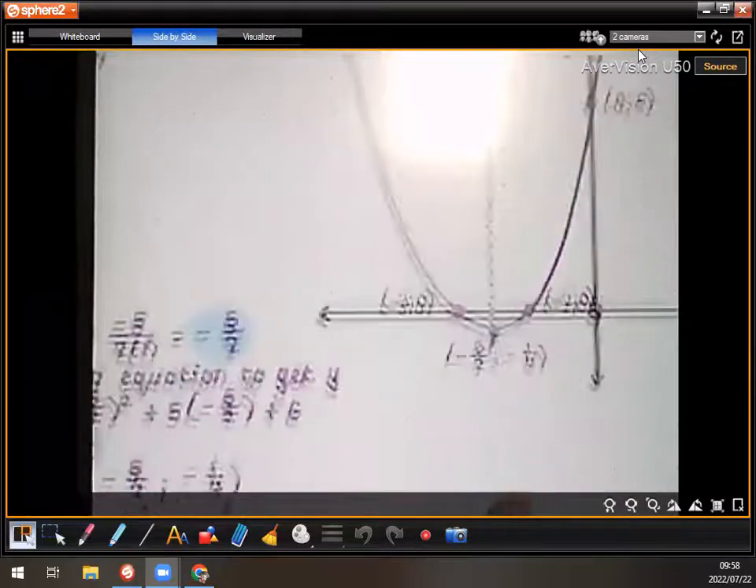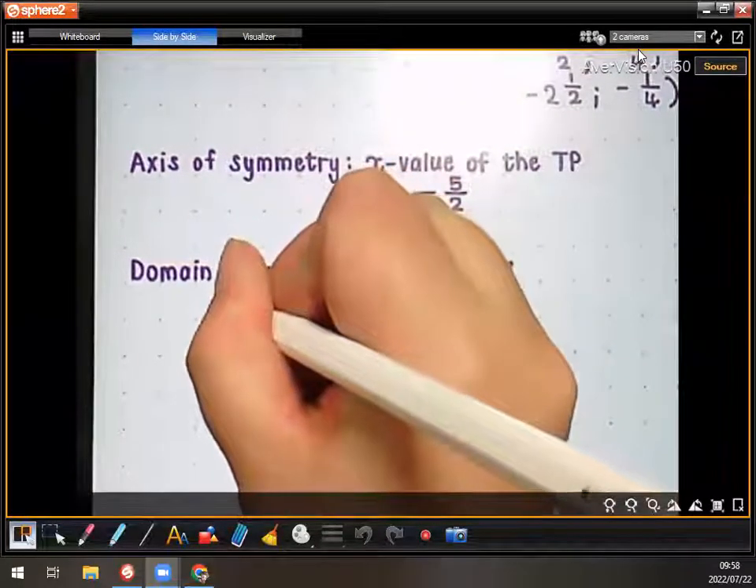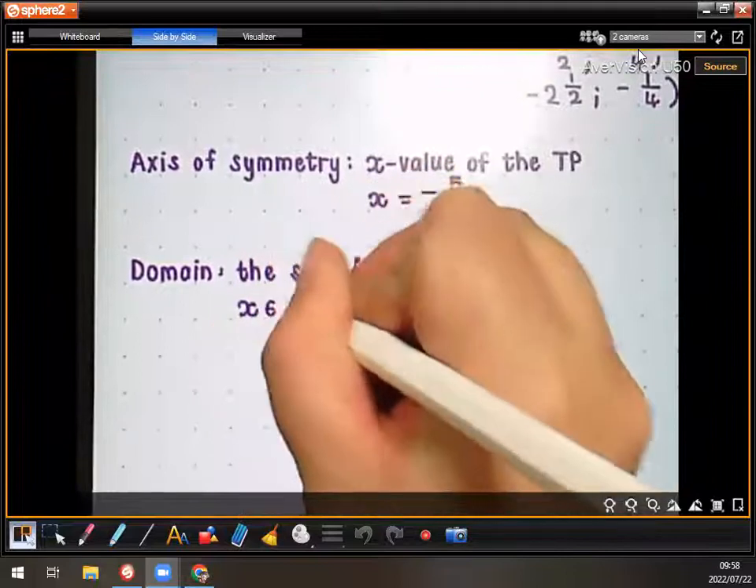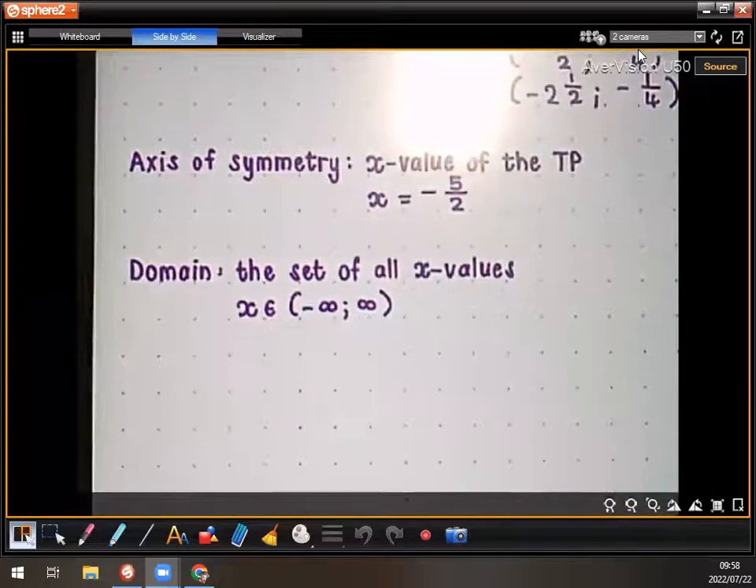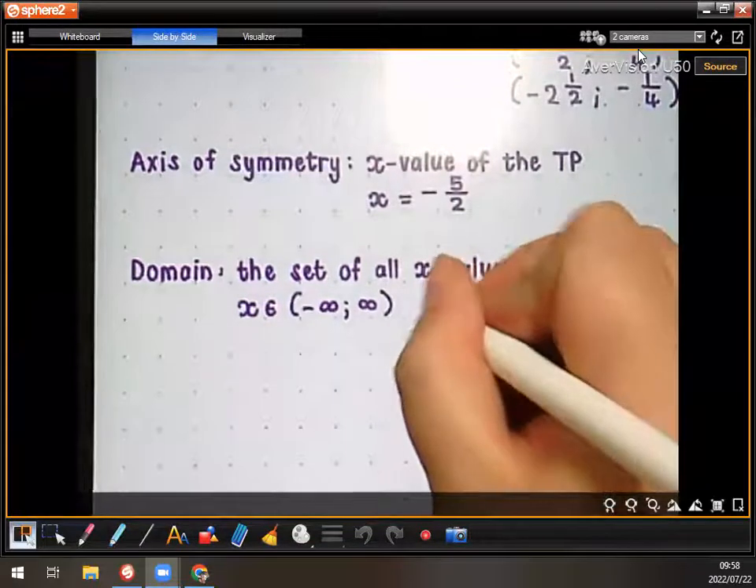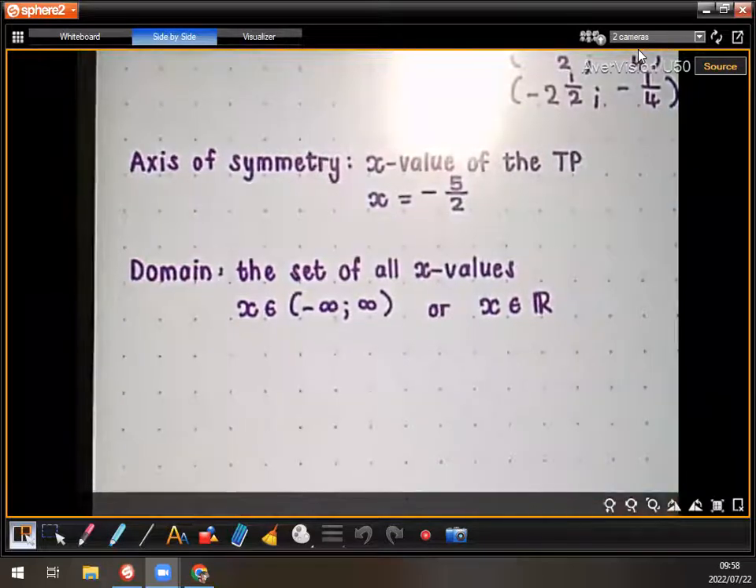There are different ways in which you can write that. I'll write down the different ways now. You can say x is an element of negative infinity to positive infinity if you want to. Remember that whenever we are writing infinity or negative infinity, we have to use round brackets. Or you can also say, which is quicker, x is an element of all real numbers. You can write it in either one of those two ways.